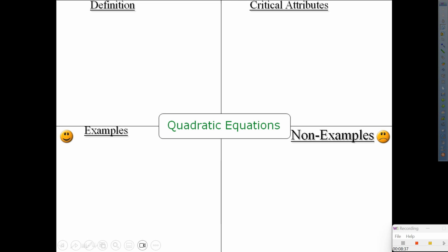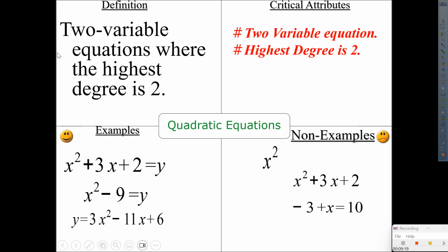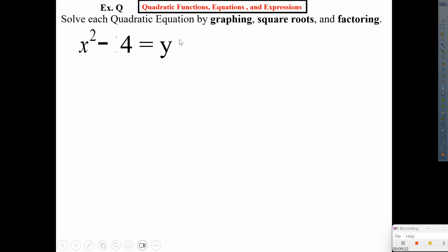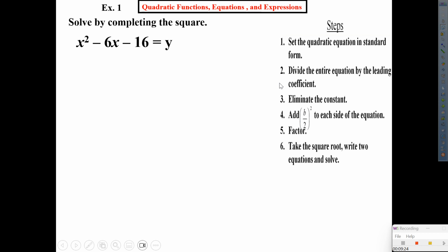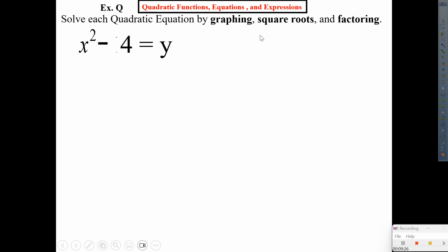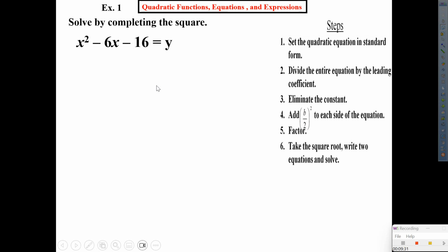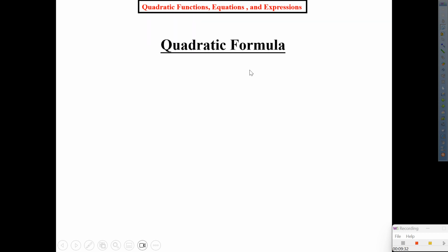Quadratic equations, Jaden. They are what? Very close. But what is quadratic? The highest degree is what? 2. That is correct. Equations with highest degree of 2. So we're still in the middle of that. We talked about solving by graphing, square roots, and factoring. We talked about completing the square, and the quadratic formula. Remind your neighbor the quadratic formula without looking at your notes one more time, please.